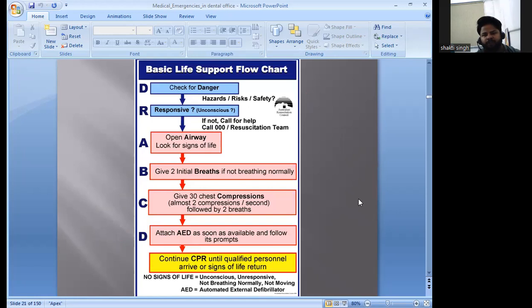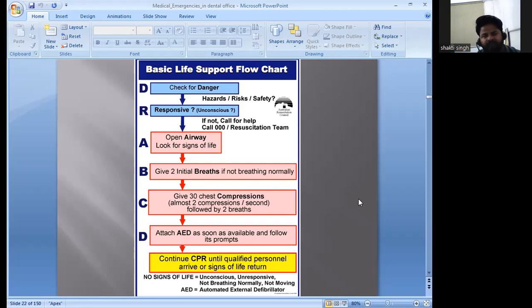Now, this is the basic flow chart of basic life support. In this flow chart, you can see D, which stands for danger. First of all, we need to check for danger. Then comes R, which stands for responsive. Is the patient responsive or not, that means is the patient conscious or unconscious. If the patient is not conscious, then call 100 or the helpline number as soon as you find out that the patient is unconscious.